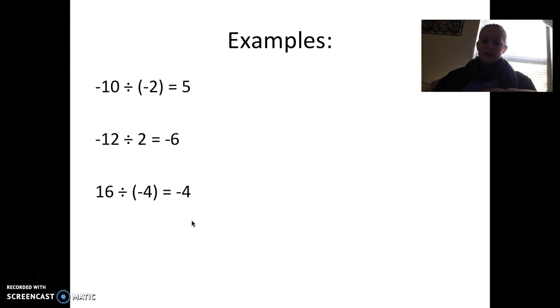Next, 16 divided by negative 4. So a positive divided by a negative, we know it's going to be a negative number as our answer. So 16 divided by 4 is 4, and it's a negative 4 because we're dividing by a negative number. And last but not least, we have 100 divided by 10, which is equal to 10. Because it's all positive, the answer is going to be positive. So that's our last slide and last part of our mini lesson today.